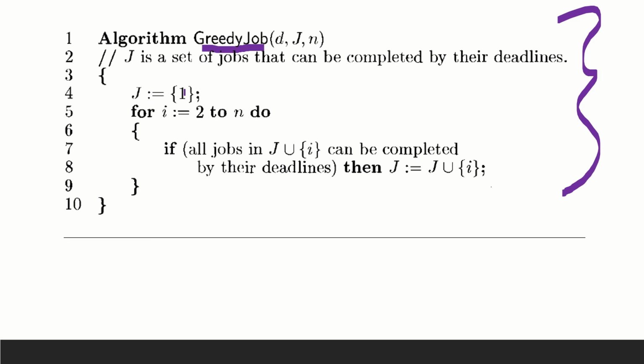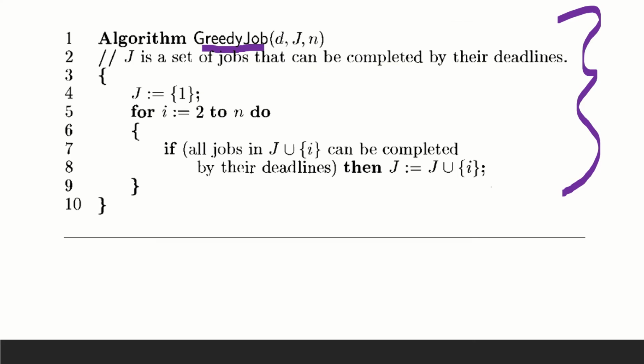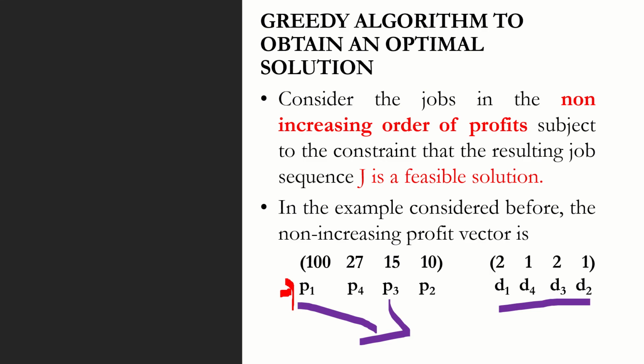So first we consider the first job from our list. In our example, the first job we are considering is P1, with profit 100. Its corresponding deadline will be 2. Then next is an I loop. The first job is already added in our solution, so if you consider J as an array, J consists of the first job we considered, which is P1. Then the next jobs we have to consider, since the first job is already considered, are the remaining 3 jobs.